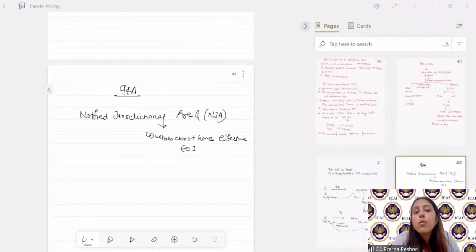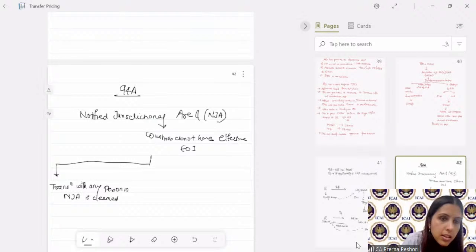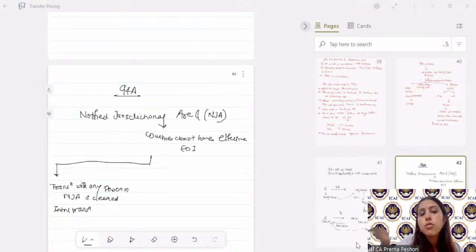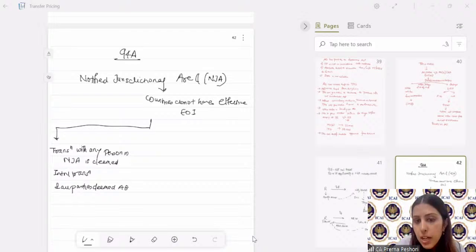Now what happens if any country is notified as NJ? Then the transaction with any person located in NJ would be deemed to be an international transaction. So a transaction with any person in NJ is deemed to be an international transaction, and all the parties to the transaction are deemed to be AEs, even though they do not fulfill any of the requirements of AEs, right? All parties are deemed AEs. So what will happen? Transfer pricing provisions will be attracted, right?